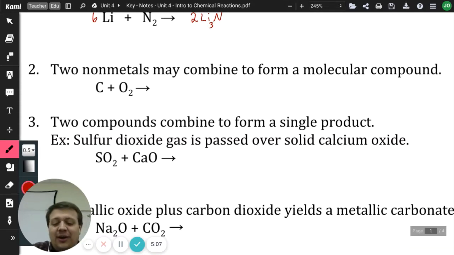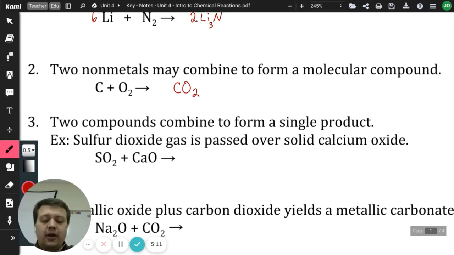So I have carbon and oxygen. CO2 would be my product. Now, looking at that, is that already balanced? Yes, it is. So I would know that that would be my formula. That would be the equation for these two nonmetals combining to form that molecular compound. Okay. All right. So moving on, next rule is two compounds combine to form a single product.